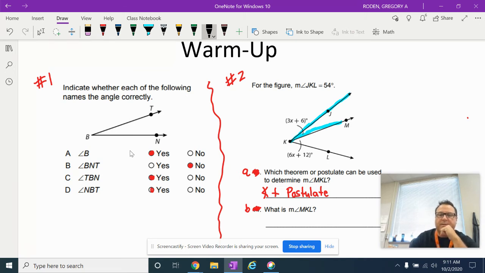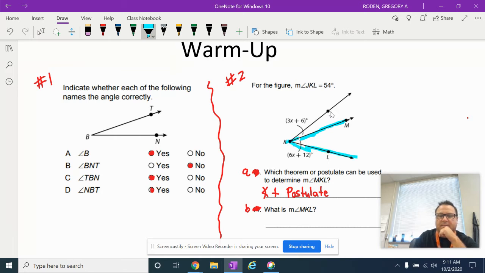All right, so we're going to use angle addition postulate, and we're going to say that this angle, LKM, plus this angle, MKJ, is equal to, I'm sorry, we don't want MKJ, we want MKL. So let me re-highlight that. Sorry, guys. So we want MKL.